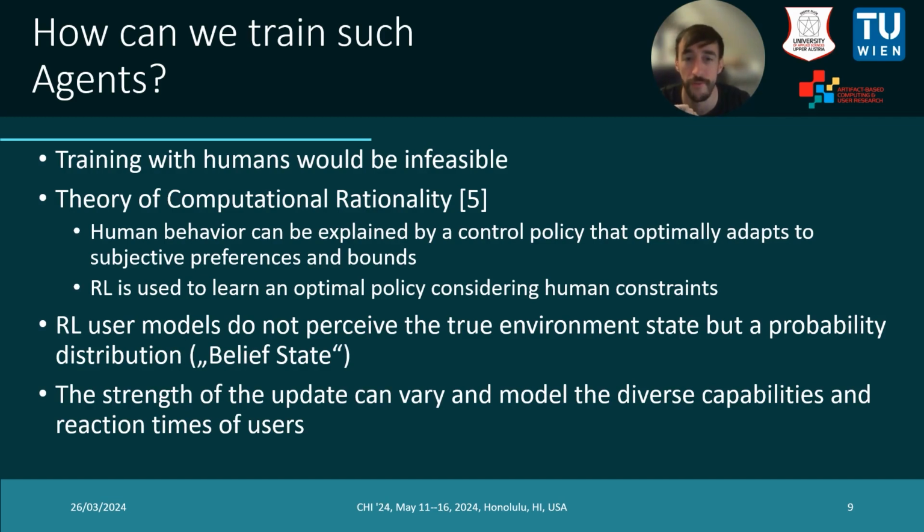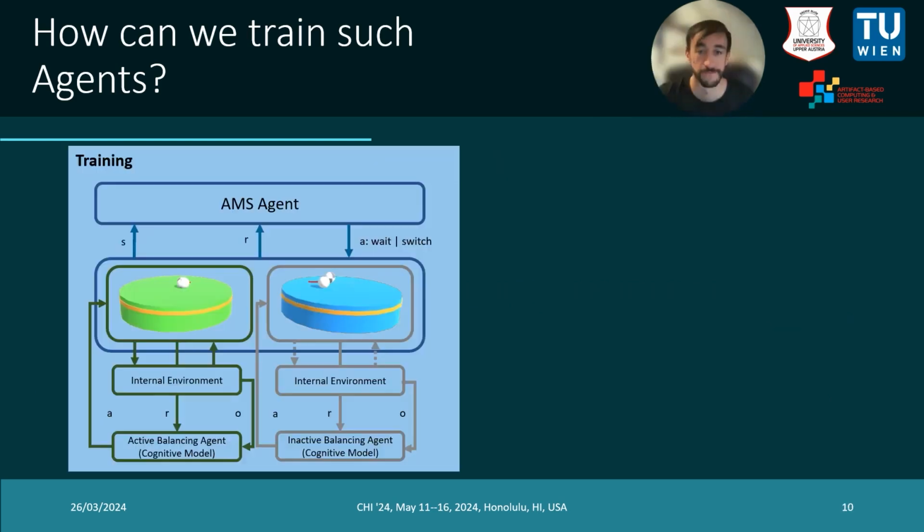So, for instance, we have a normal distribution, and depending on the standard deviation, this constraint is either strong or not that strong. Therefore, for our architecture, we have to distinguish between a training phase and an evaluation phase. In the training phase, we use our internal environment. Therefore, we include human constraints into the training phase of our supervisor.